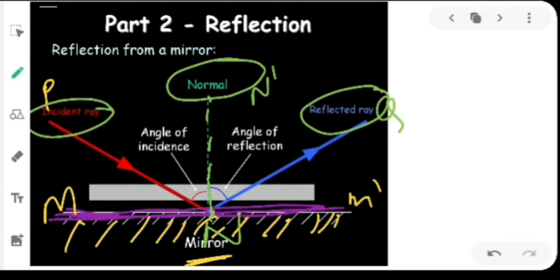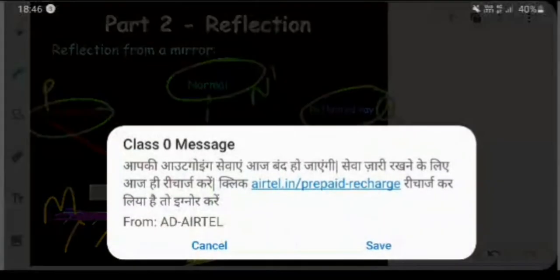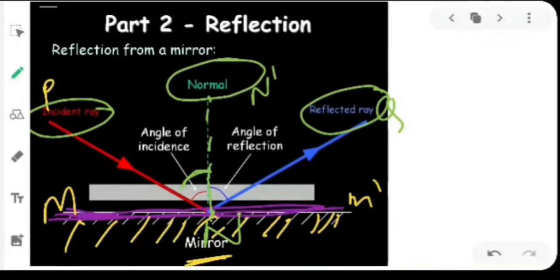And the angles over here, this angle P N N dash is the angle of incidence, and the other angle over here is the angle of reflection. The angle between the incident ray and the normal is the angle of incidence, and the angle between the reflected ray and the normal is known as the angle of reflection.